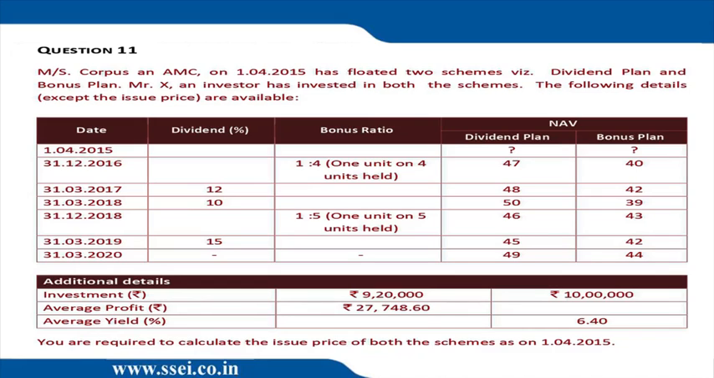Let's come to the second plan, bonus plan. In the bonus plan, the average yield is 6.4% per annum. So 6.4 into 5, that's 32%. So 32% of 10 lakh is 3,20,000. 3,20,000 plus 10 lakh, 13,20,000. So 13,20,000 divided by 44, ending NAV. That's 30,000. So 30,000 units we have at the end.